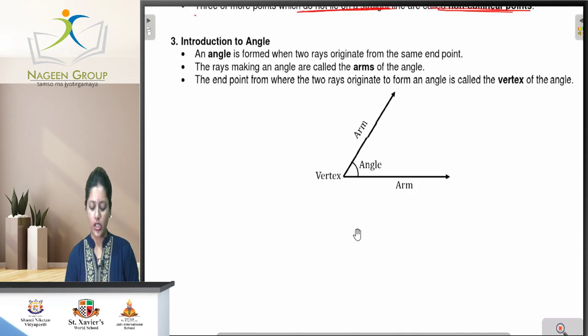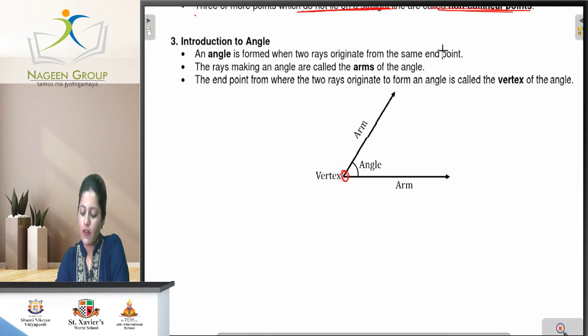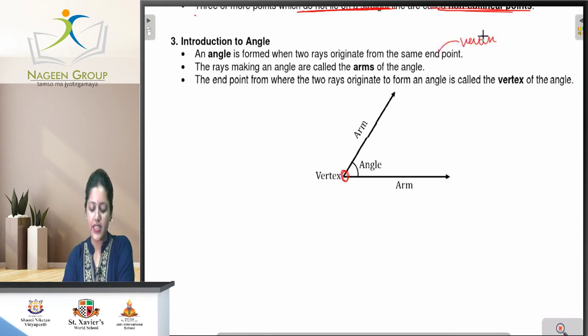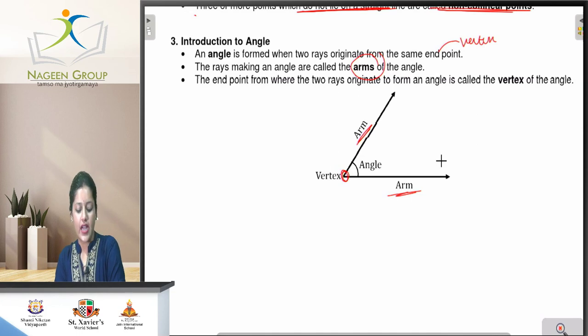Next, introduction to angles. An angle is formed when two rays originate from the same end point, like this end point. This is known as the vertex. The rays making an angle are called the arms of the angle. This is known as the arms. The end point where the two rays originate to form an angle is called the vertex of the angle.